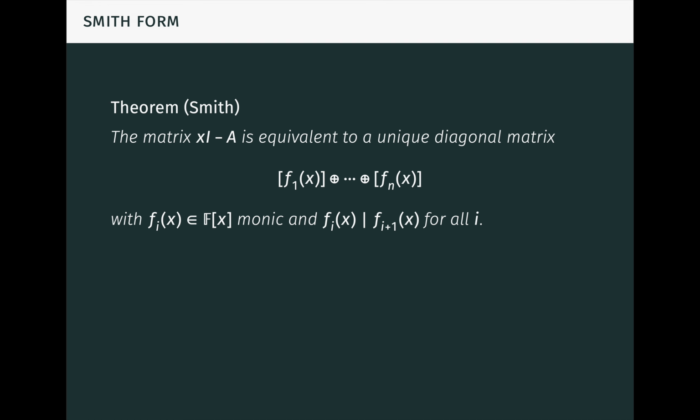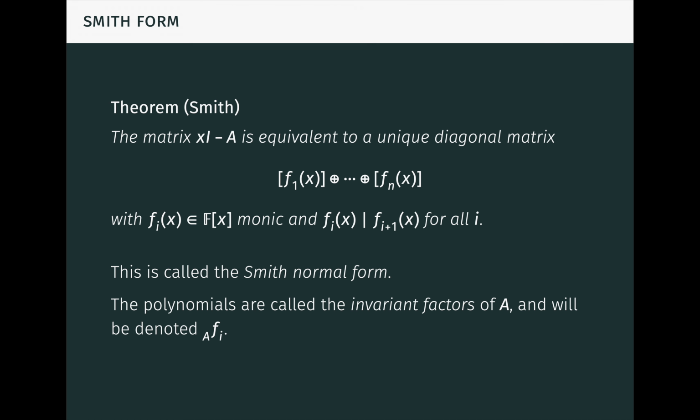We have another theorem. The characteristic matrix of A is equivalent to a unique diagonal matrix in which the diagonal entries are monic polynomials, each dividing the next. Notationally here, I'm using square brackets to denote the 1x1 matrix blocks down the diagonal. This matrix is called the Smith normal form of the characteristic matrix. It's useful because two characteristic matrices are equivalent if and only if they have the same Smith normal form.